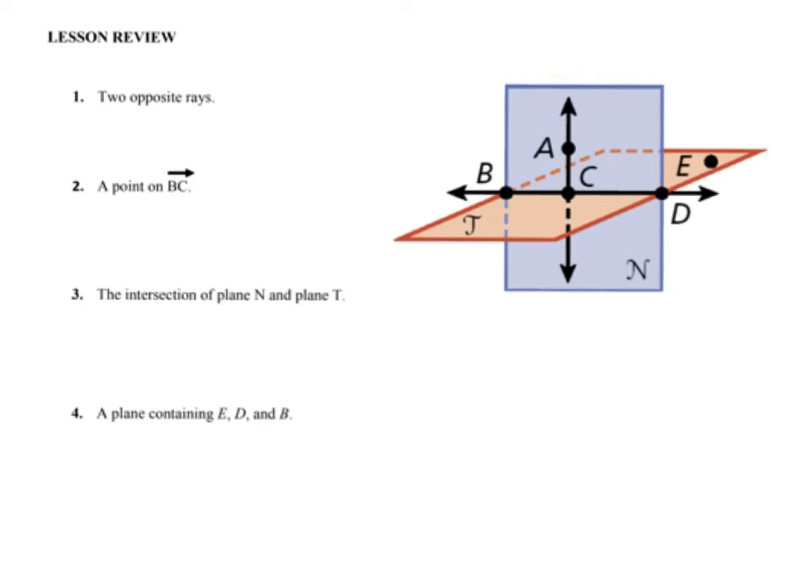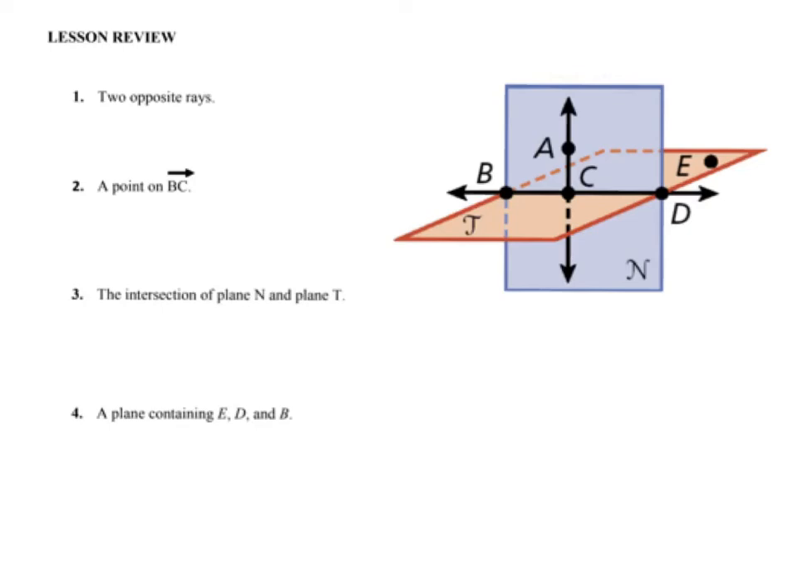All right, hopefully you paused it and you got some answers and you want to check them. The first question says, name two opposite rays. Now, when we're talking about opposite rays, remember, basically two opposite rays just form a line, but in order for us to name two opposite rays, that line has to have at least 3 points.